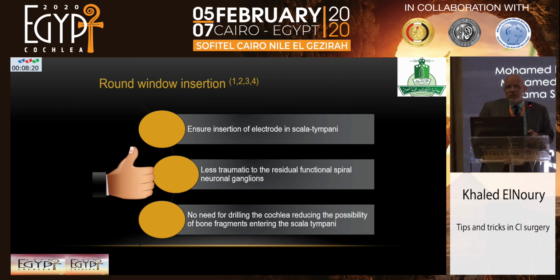The advantage of the round window is that it ensures we insert our electrode in the scala tympani. It's less traumatic to the residual functional spiral ganglion, and there is no need for drilling in the cochlea, which reduces the possibility of bone fragments. Having said that, sometimes we have to do a little bit of drilling in the crista area or the inferior part, where there is a little narrowing while placing the electrode. Keep in mind the round window is a side window, not a straight window into the scala tympani.